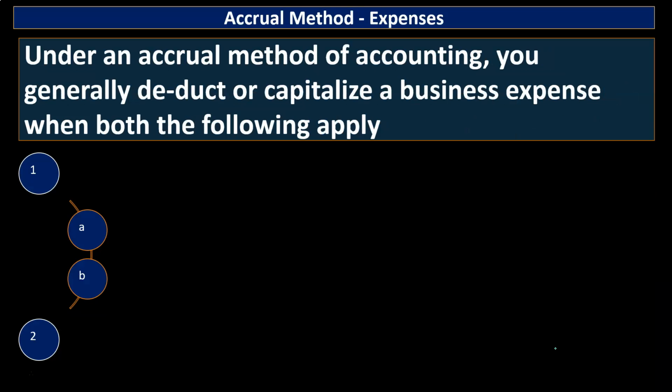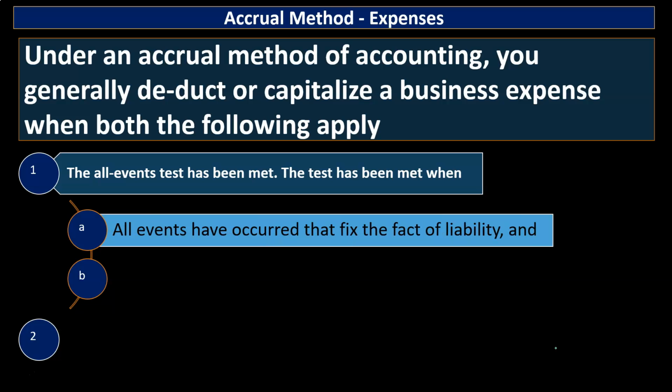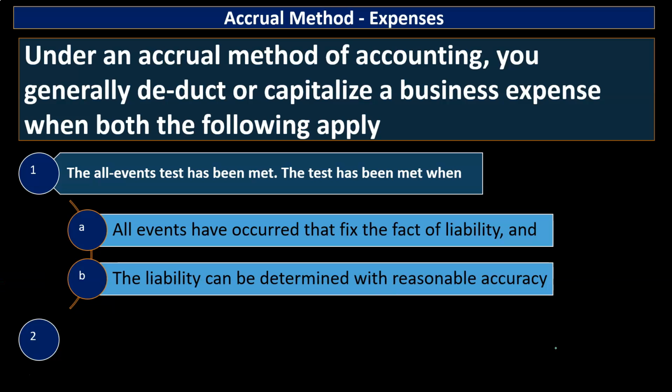Accrual method expenses. Under an accrual method of accounting, you generally deduct or capitalize a business expense when both of the following apply. The all events test has been met. The test has been met when all events have occurred that fix the fact of liability and the liability can be determined with reasonable accuracy. So again, expenses in general, you're going to record the expense when it has basically been incurred, not necessarily when it has been paid. So if someone did services for you, the agreement had been made and the services have been done, then that's when you should be recording the expense, even though you have not yet paid them.